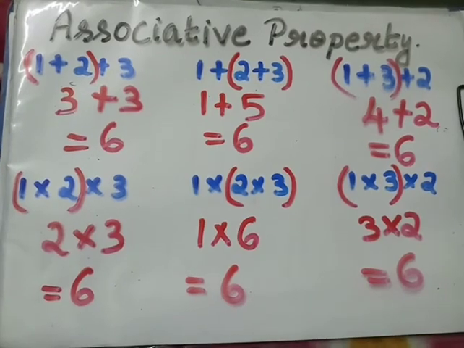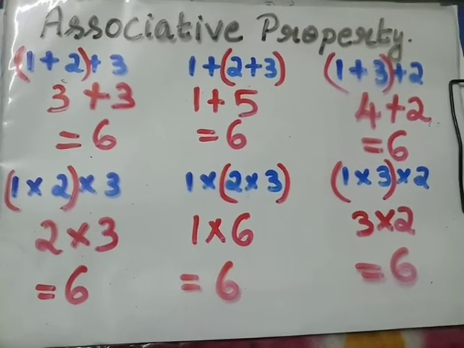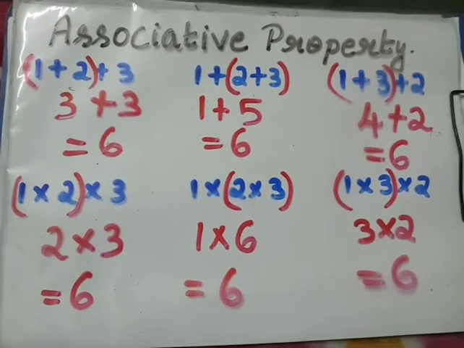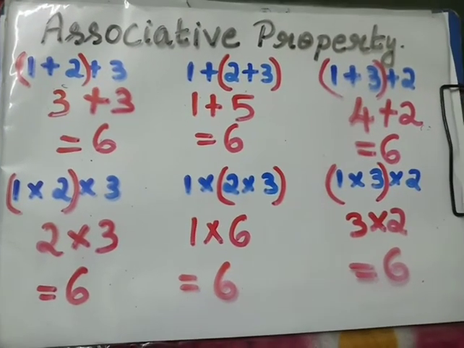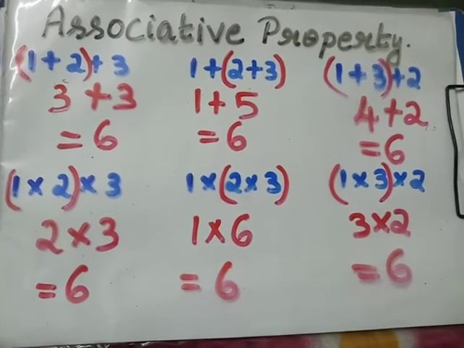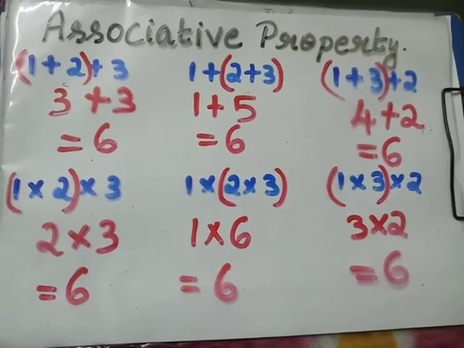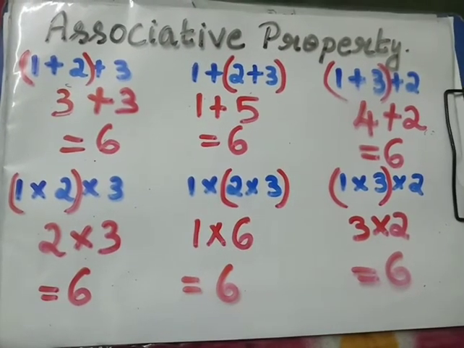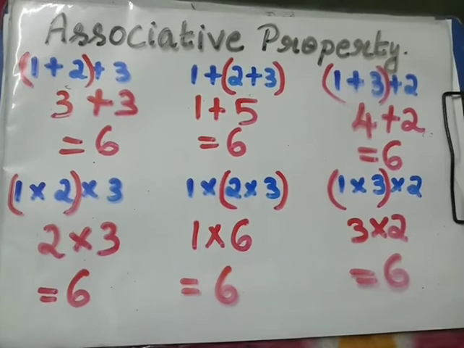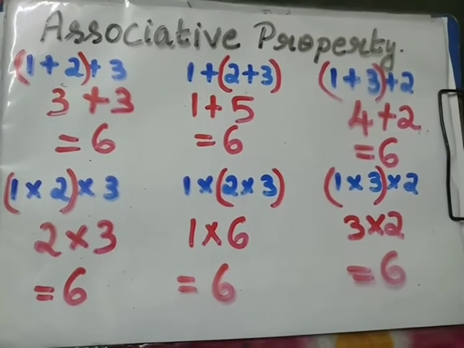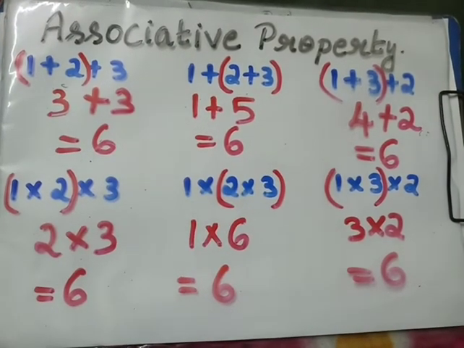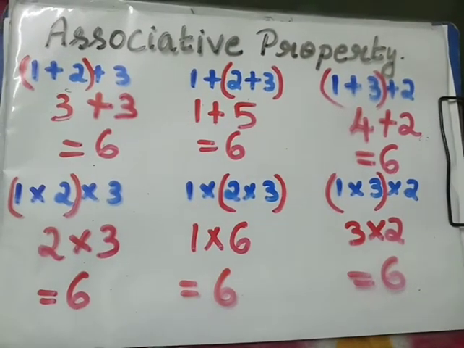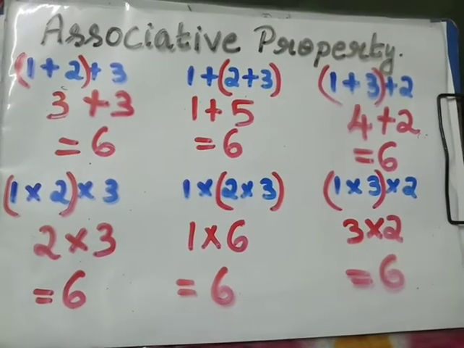So what do you mean by associative property? Even though you change the order of the numbers, even though you change the grouping of the numbers, you will get the same answer. It is only applicable for addition and multiplication. When you do the same way for subtraction and division, you won't get the same answers. So associative property is also applicable for addition and multiplication. Now let us learn the last property.